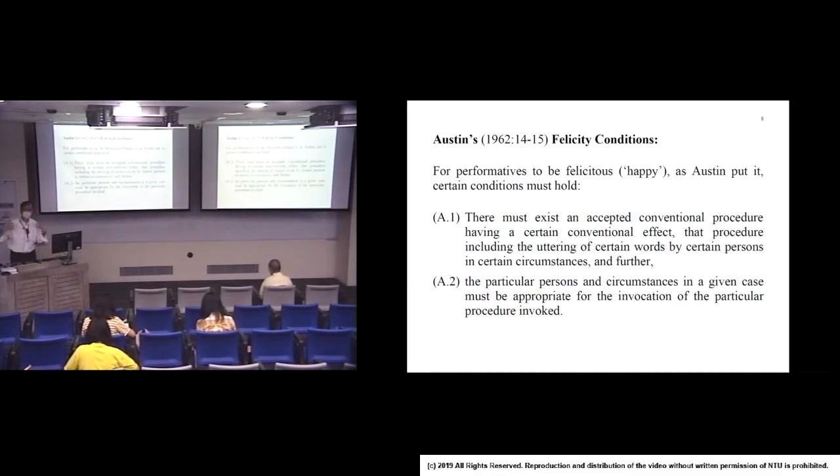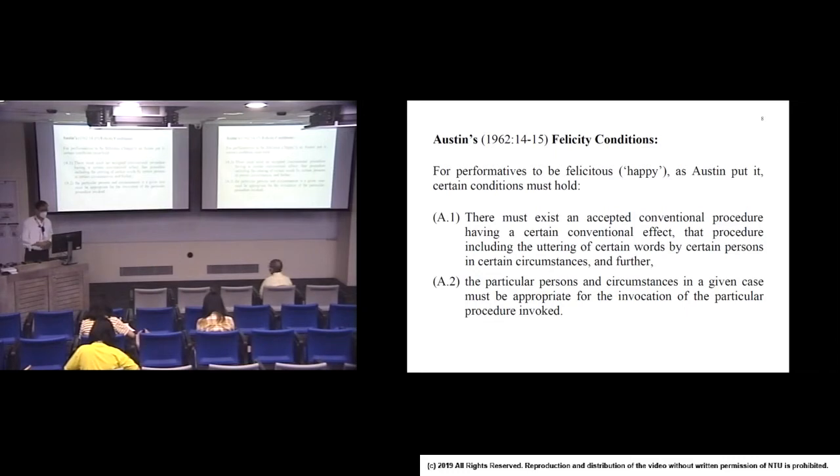So that means, like, if you want to have a wedding, you can't just walk up to somebody and say, you're husband and wife, like that. There has to be a certain conventional procedure for pronouncing somebody man and wife. And it includes the uttering of certain words, like, I now pronounce you man and wife. And certain persons have to be there. So it has to be somebody who's got the legal or some other right to pronounce you man and wife. I can't just go walk down the street and say, hi, you're a man and wife. It's not going to work. You have to be the right person.